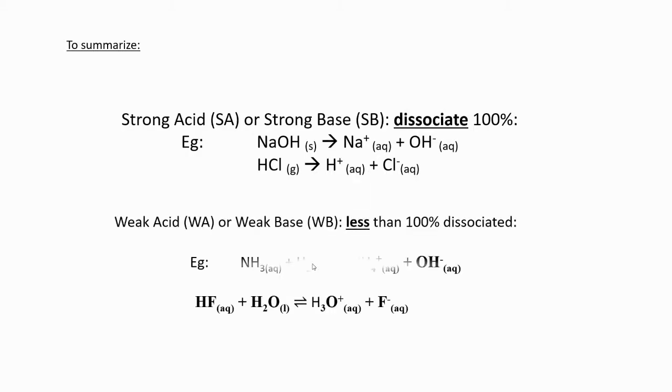So to summarize, strong acids and strong bases dissociate or ionize 100%. Strong bases go 100%, strong acids go 100%. Notice the one-way arrow. Weak acids or weak bases ionize less than 100%, and we notice the double arrows. They're going to form an equilibrium. We're going to be doing Ka calculations with acids and Kb calculations with bases, very similar to your Keq questions.